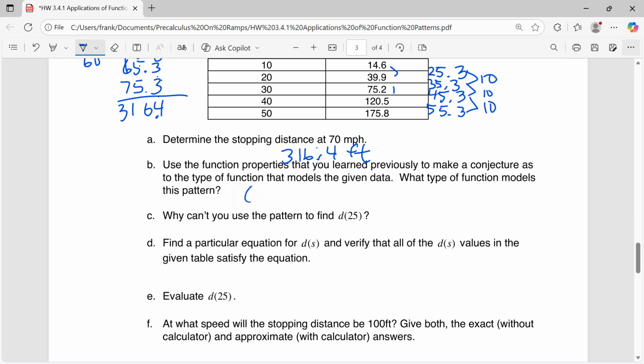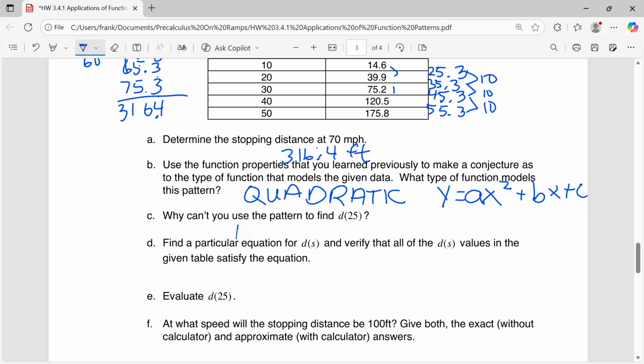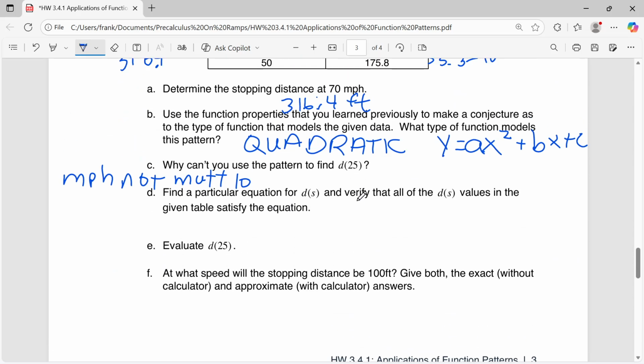Then use the function properties that you learned previously to make a conjecture as to the type of function. It's quadratic. I know that because the second difference is the same. This could be something like y equals ax squared plus bx plus c. And then why can't I use the pattern to find 25? Because it's not a difference of 10. It has to be a multiple of 10. The MPH is not a multiple of 10. I can only use the pattern to find 10, 20, 30, 40, 50, 60, 70, 80, 90, and so on.